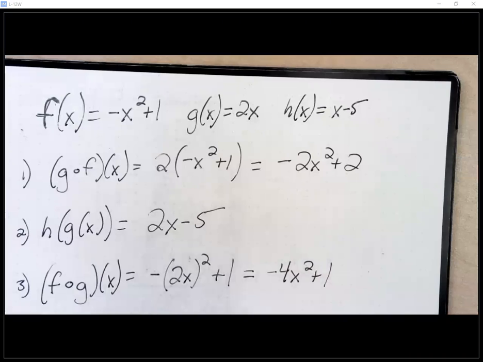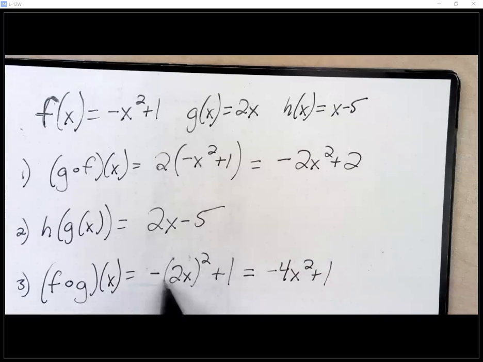If you didn't put the parentheses there on paper, you wouldn't have squared the 2, right? Because if you don't have parentheses, you're only squaring the x, not the 2. So if you want to square both of them, you have to have parentheses.